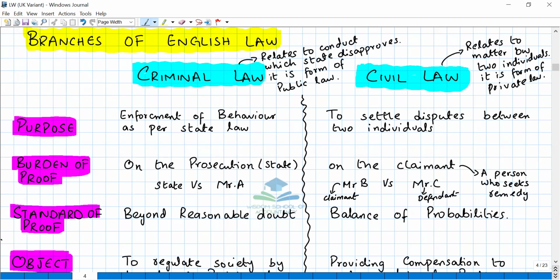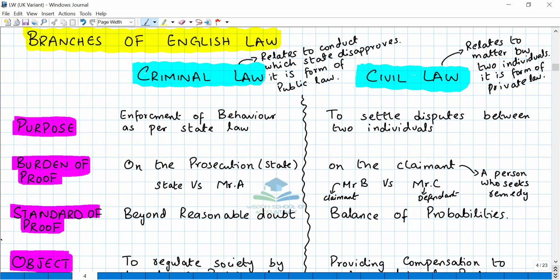Beyond reasonable doubt means that there should not be a single person's doubt that this person hasn't committed the crime. So you have to prove, beyond reasonable doubt, that this person has done the crime. The prosecution has to prove it. While in civil law, the standard of proof is balance of probabilities.